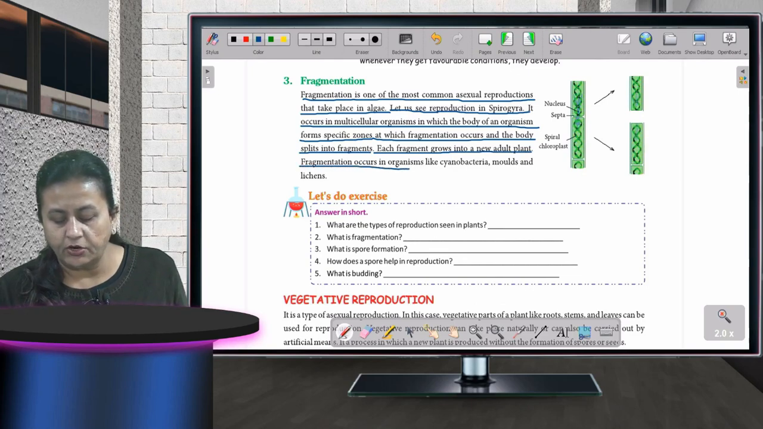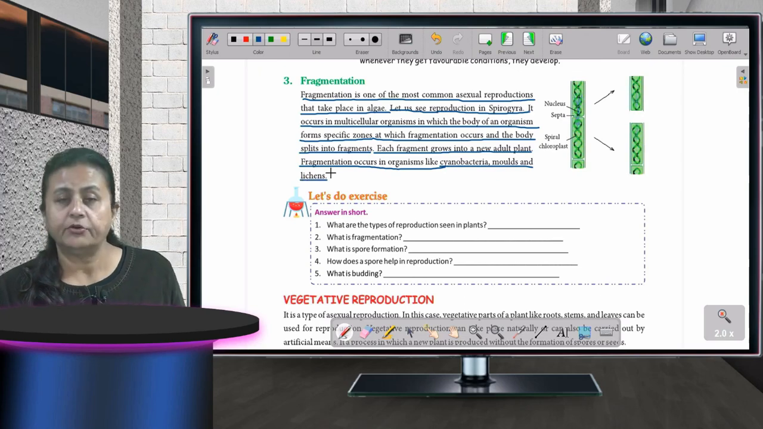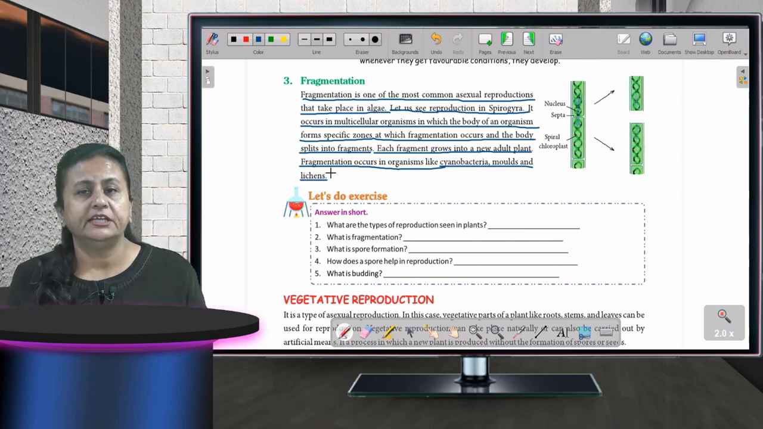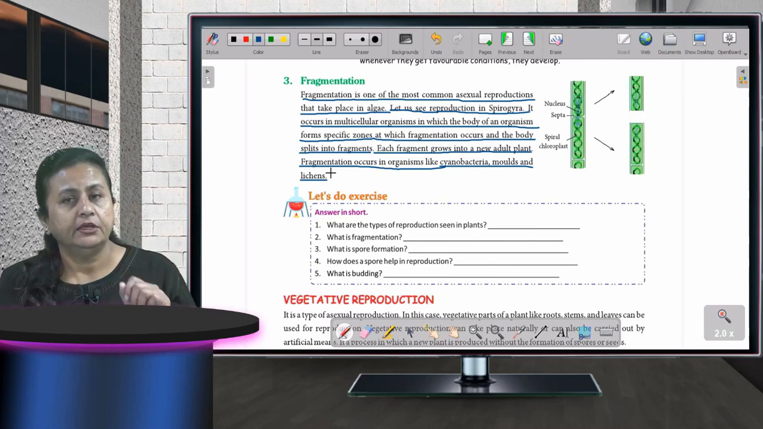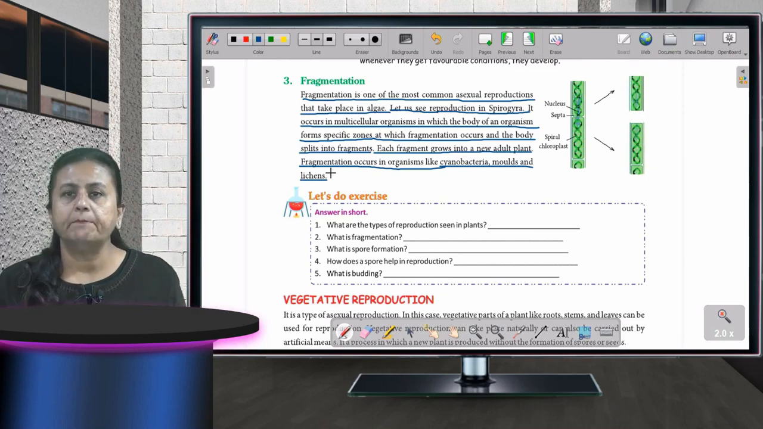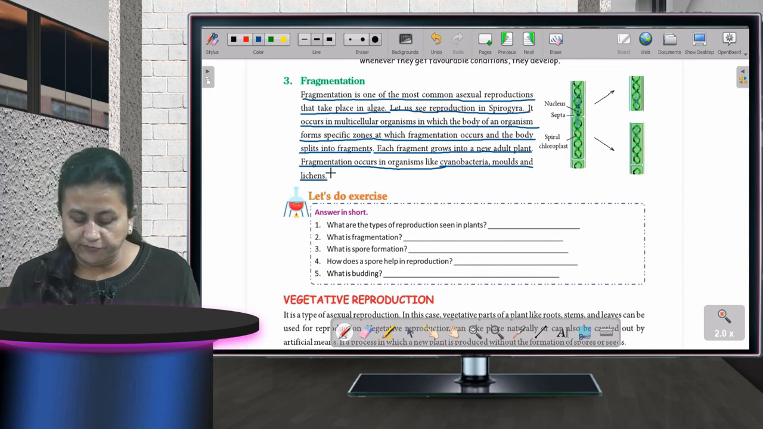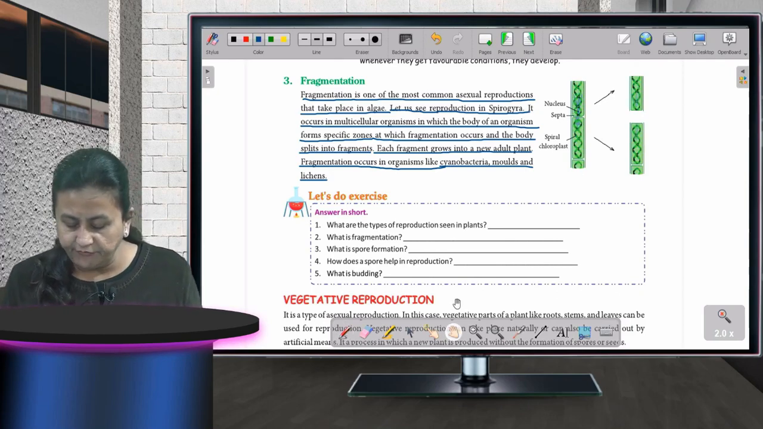Fragmentation occurs in organisms like cyanobacteria, molds and lichens. Okay, I told you about budding, where the buds are there, then spores, where small holes are there, then fragmentation, the parts. Reproduction is taken from the parts of the plant. Fine, children. Now we'll talk about vegetative reproduction.